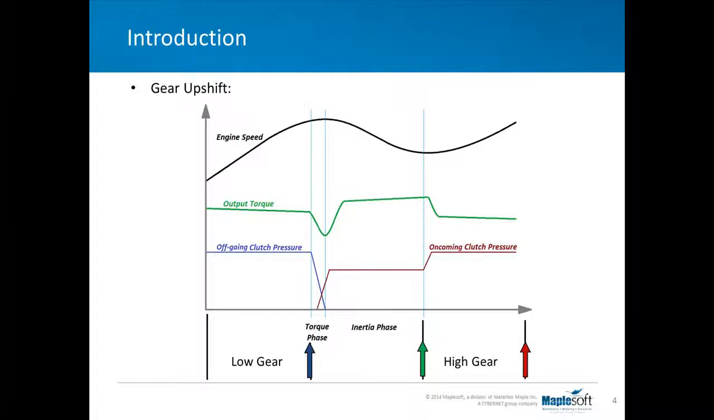The first phase or stage of the gear shift process is the torque phase, where the torque is transferred from the outgoing clutch to the oncoming clutch. During this phase, the pressure applied to the oncoming clutch is increased, while the pressure applied to the outgoing clutch is decreased. As a result, the output torque decreases, while the engine speed remains constant, until the point where the oncoming clutch, which is gradually being affected by the frictional torque, starts to slip.